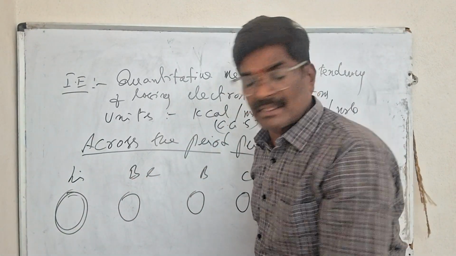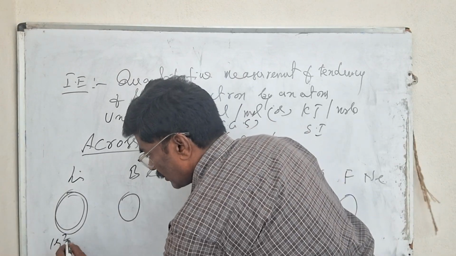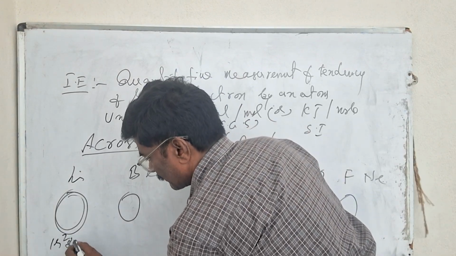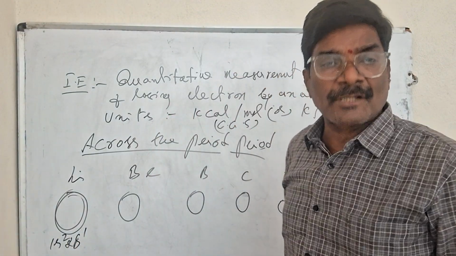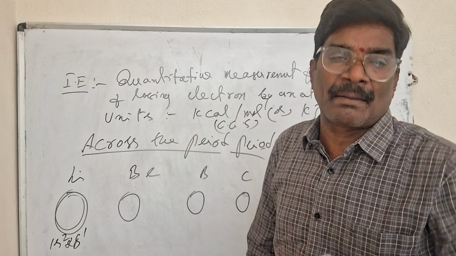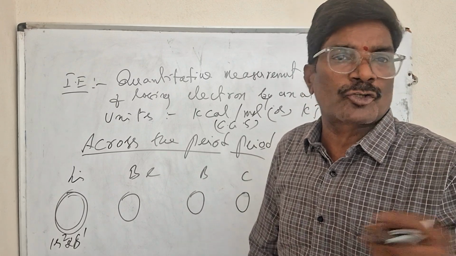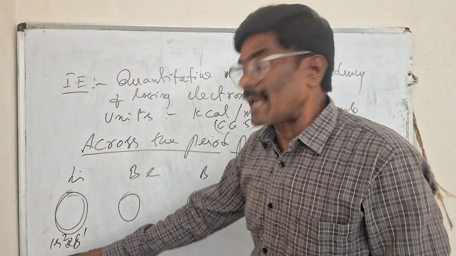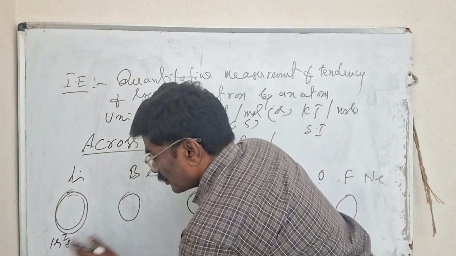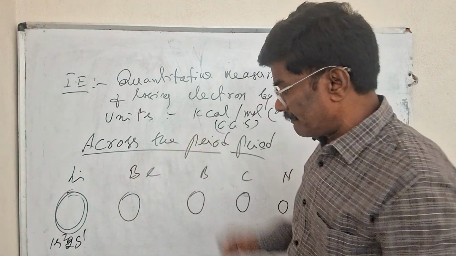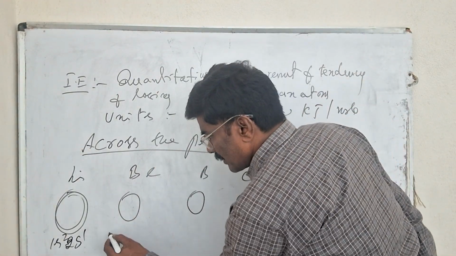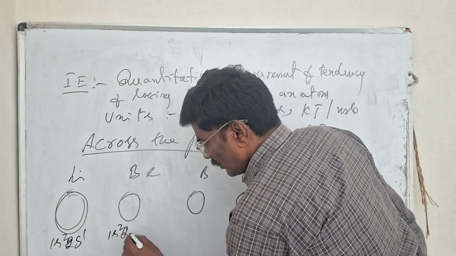The electron configuration of lithium is 1s2 2s1. That is the electron configuration of lithium. Atomic number is 3. Three electrons are distributed in the s orbitals only. Now in beryllium, it is 1s2 2s2.